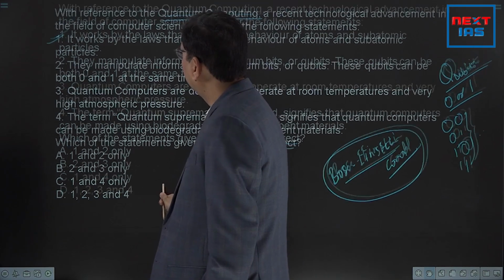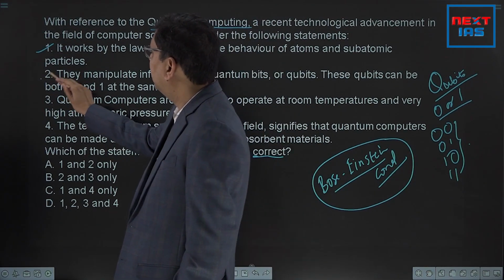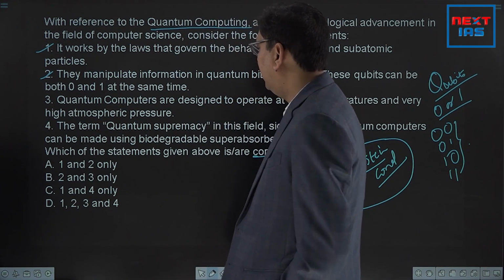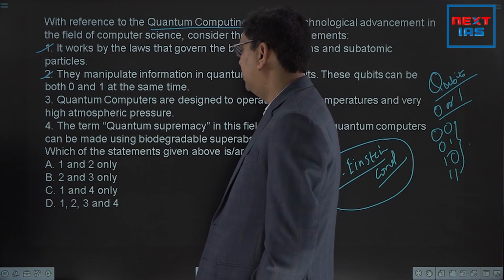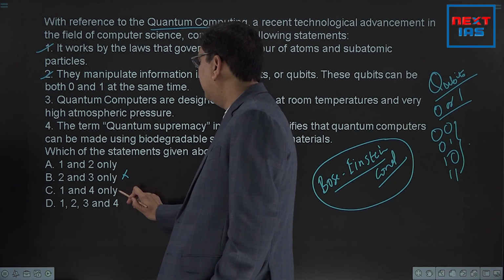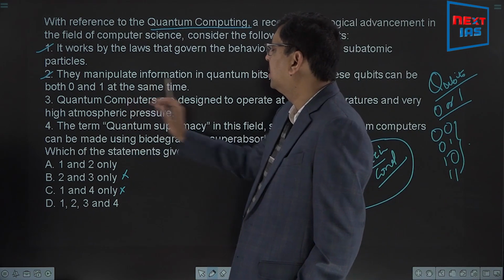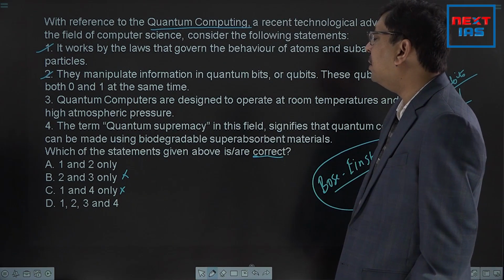So let's try to see whether we are in a position to find out the answer. As of now, both 1 and 2 are correct. So this and this cannot be the answer. Now let's come to the third statement.